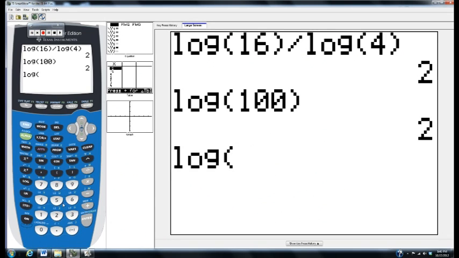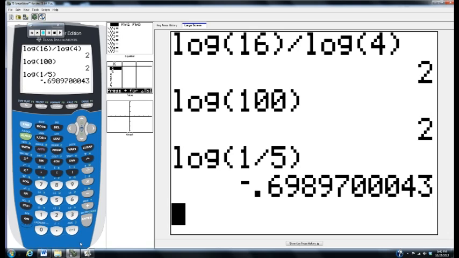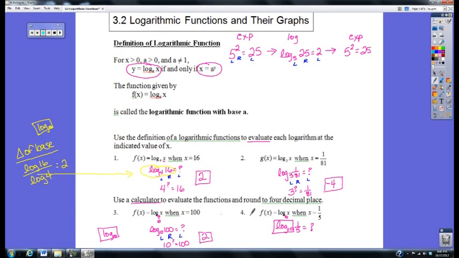Log 1/5, and let's round to 4 decimal places. So since I want 4 decimal places, I'm going to look at the 5th one here. The 7 makes the 9 round up to a 0, which makes the 8 round up to a 9. So negative 0.6990.